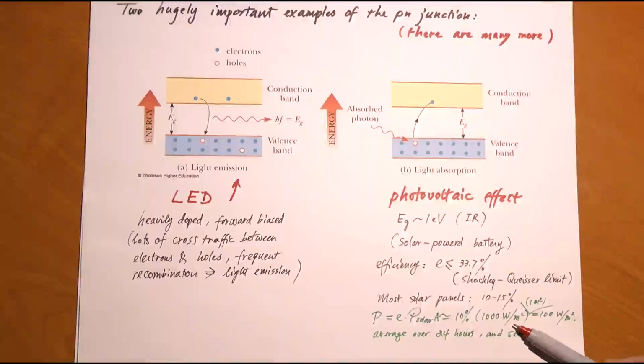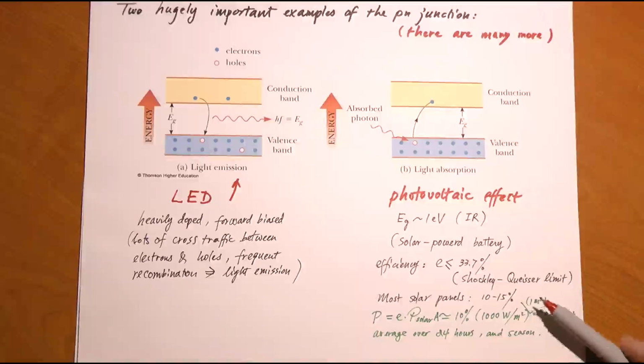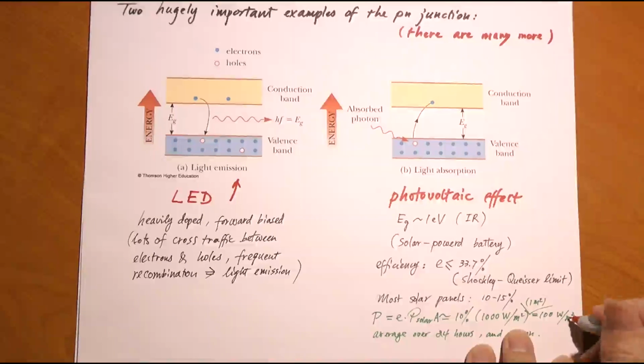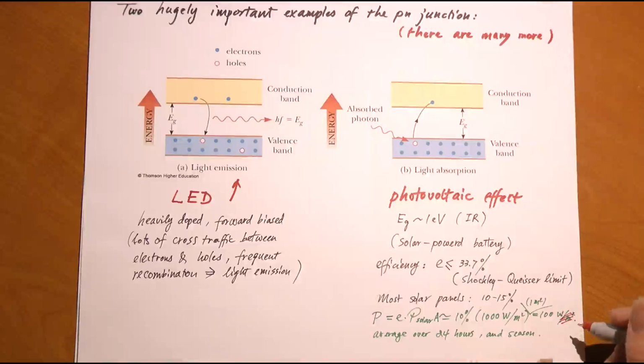Okay, it's 10% of that, right? So you will get about 100 watts per meter squared. If the area of the panel is 1 meter squared, you're going to get about 100 watts. Okay, 100 watts. That's a lot. Of course, this is only possible when you expose it to sunlight.